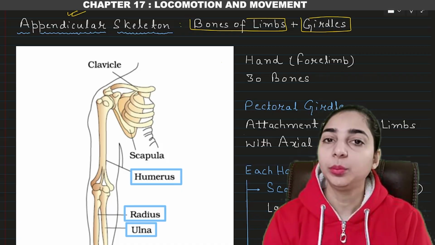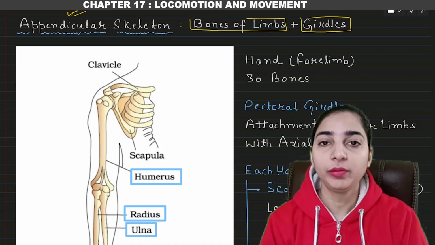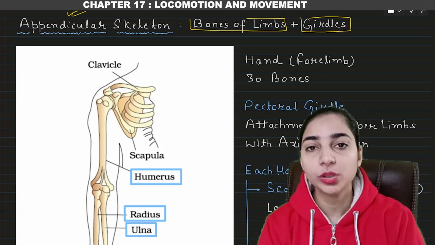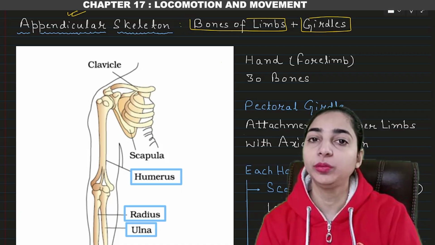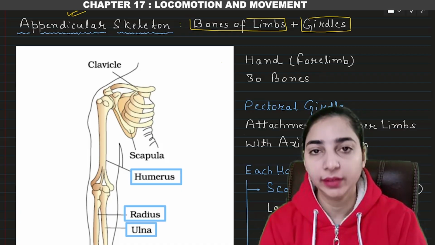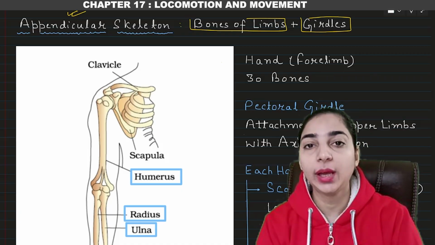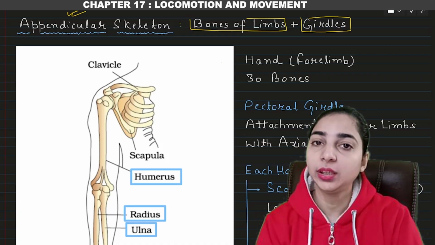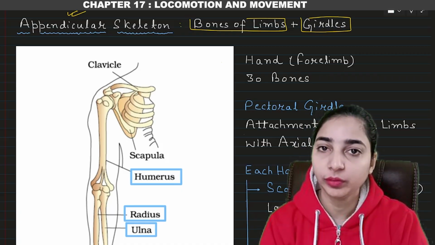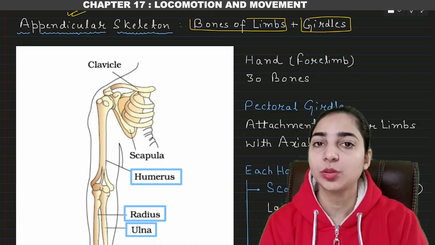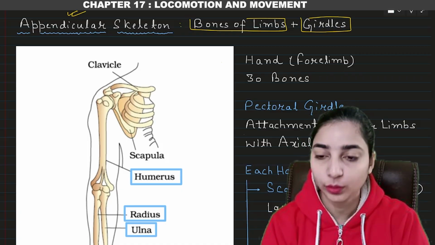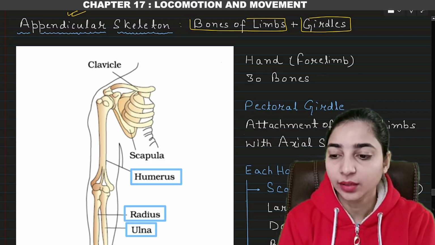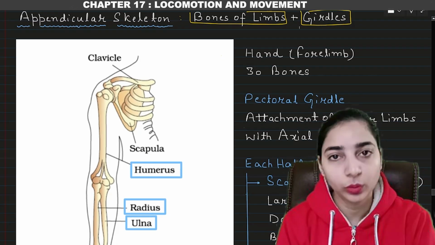Okay, so the bones which help in the attachment of hands with the body are known as pectoral girdle, and the bones which help in the attachment of the legs with the body are known as pelvic girdle. So you will study about 2 types of girdles here, pectoral girdle and pelvic girdle. Pectoral girdle is related to the attachment of the hands, and pelvic girdle is associated with the attachment of the legs. Okay. So first let's discuss the hands and the associated girdle, that is the pectoral girdle.